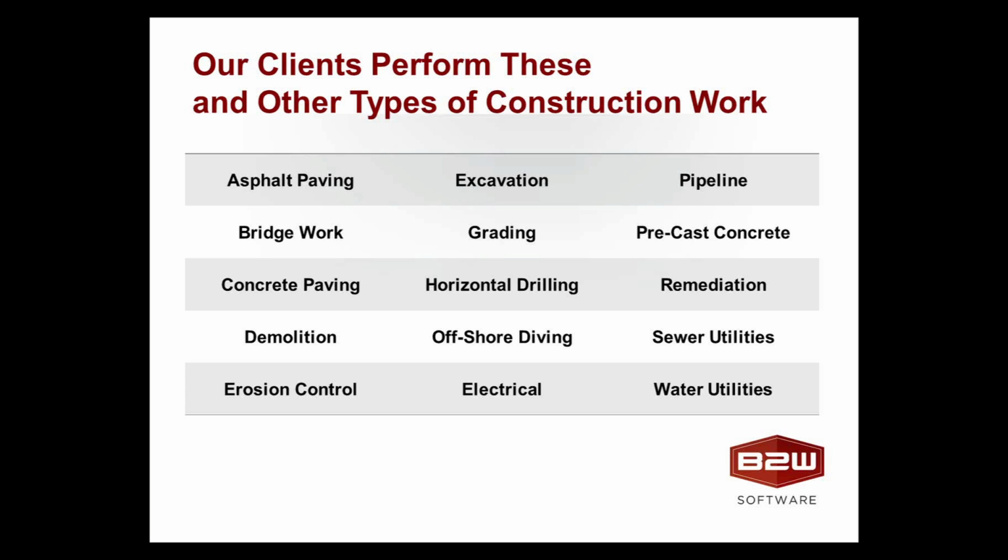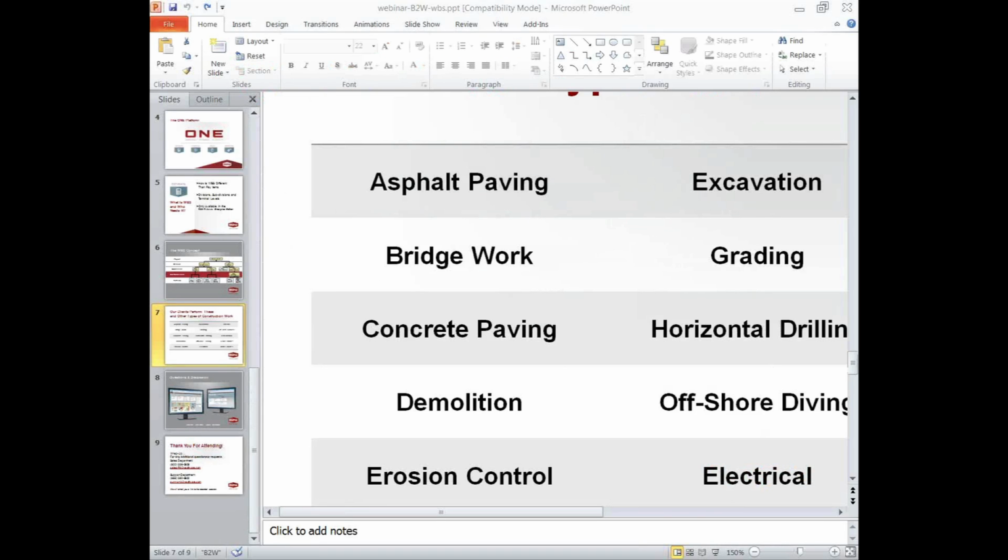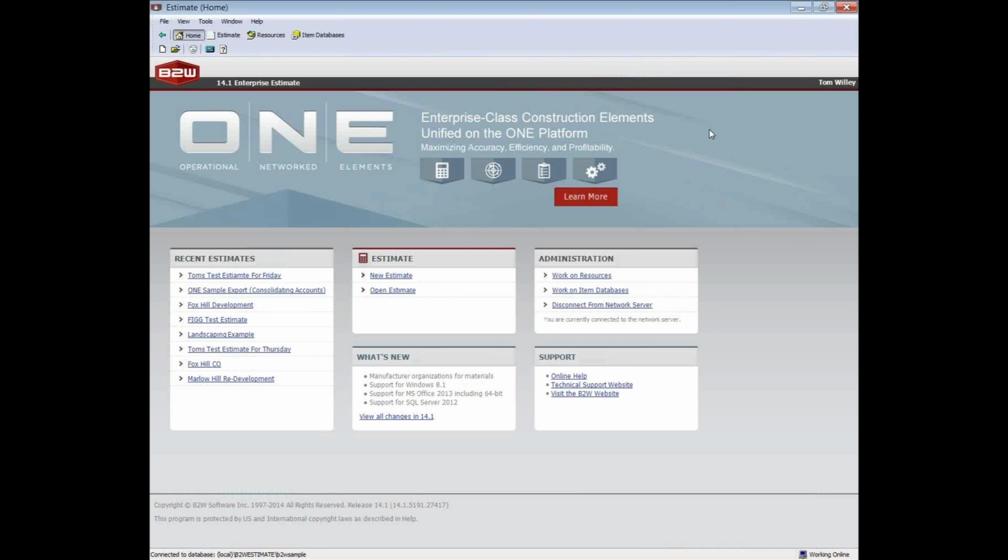So with that being said, what I'm going to do is exit out of the PowerPoint here, and we'll move on to the actual software itself. So I'm inside of B2W Estimate right now, and the first thing I want to point out is that right off the bat, you don't see work breakdown structure anywhere. And that's because I'm logged in as a user that doesn't have WBS permissions.